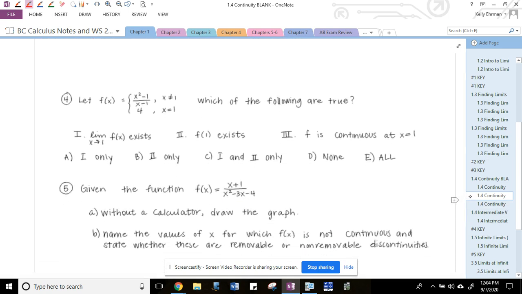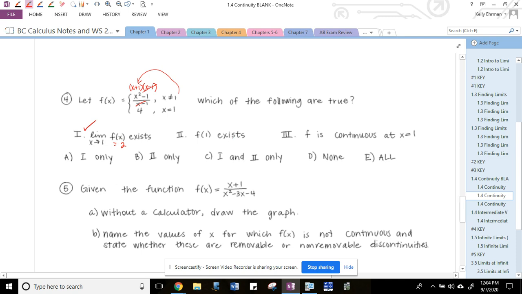Okay, number 4. Which of the following are true? So let's see. 1. The limit as x approaches 1 of f of x exists. Is that true? Well, remember, if you see a rational function in here, you need to simplify it before you decide if something's true or not. So the x minus 1s cancel out. You are able to use direct substitution into the simplified function. 1 plus 1 is 2, so yes, 1 is true.